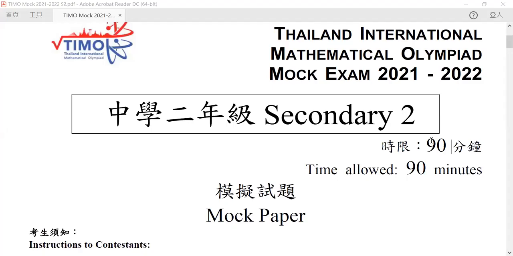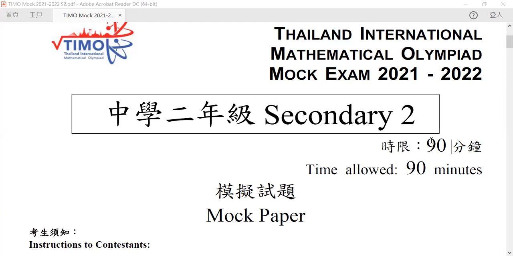Welcome to the Thailand International Mathematics Olympic Mock Examination 2021 to 2022. This lecture is for the secondary 2 student. In this lecture, we will discuss the paper, which contains 30 questions divided into 5 separate sections.